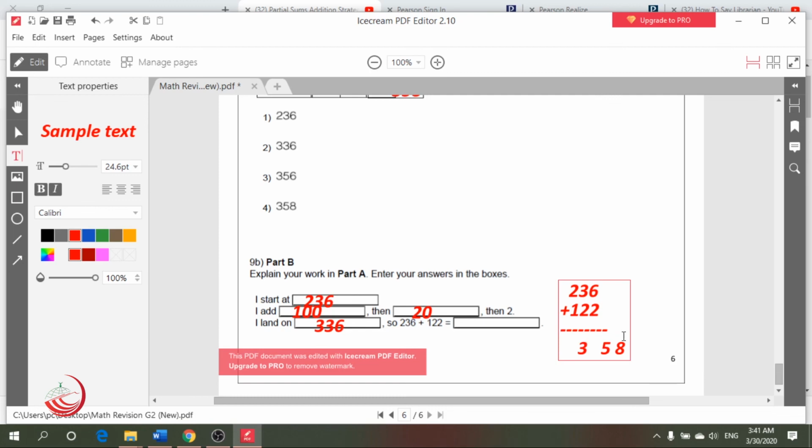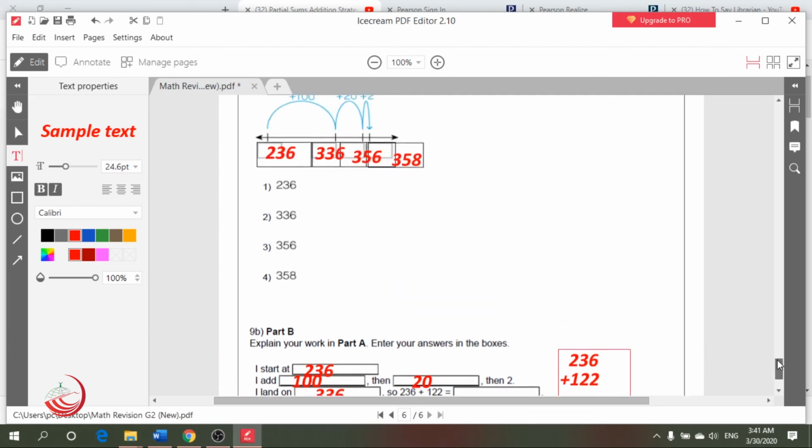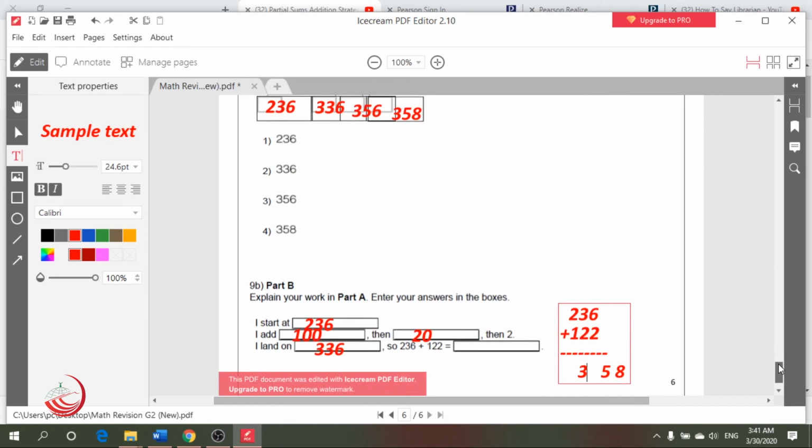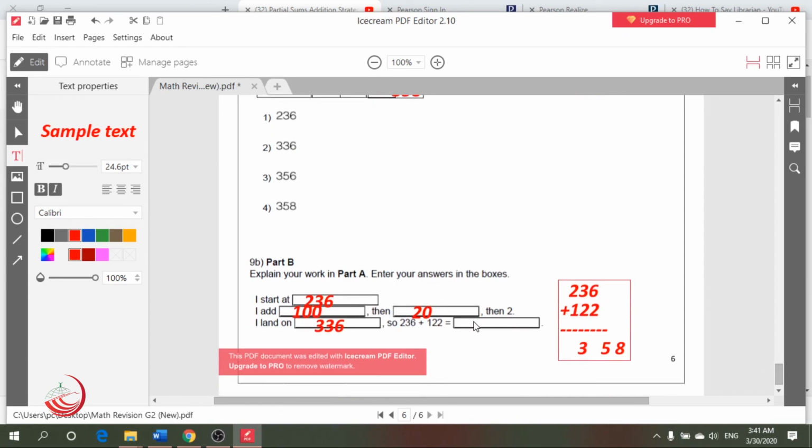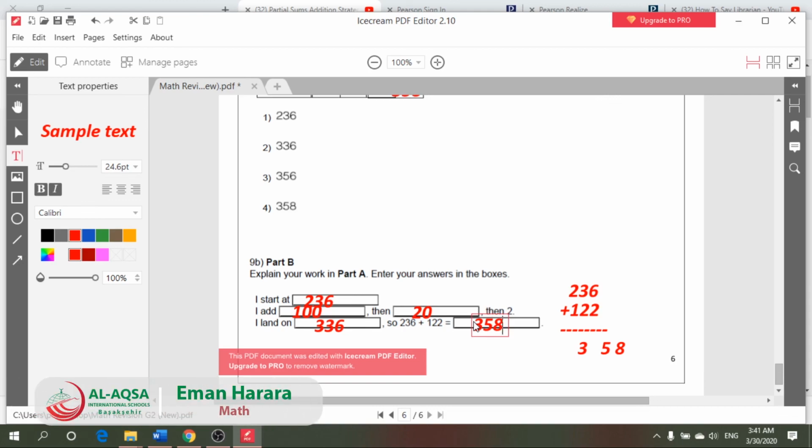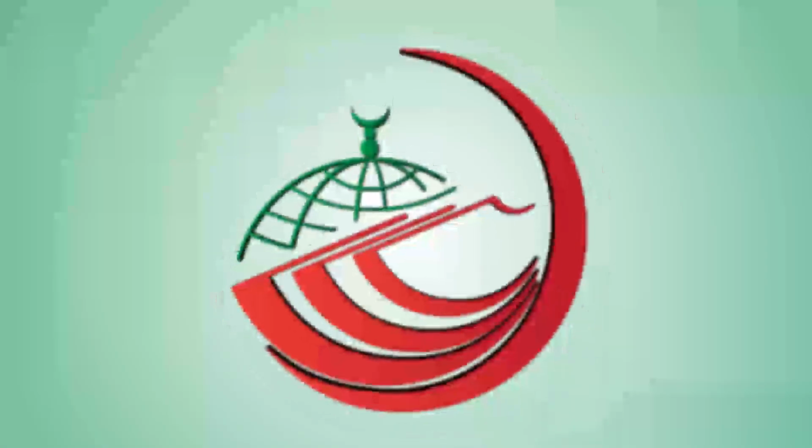So let's go back up a little bit, and yeah, excellent, it's the same answer, but he here added in a little bit different way. So the answer will be 358. And Lana, such a good job. And by this question, we finished answering the whole math revision sheet of topic 6.